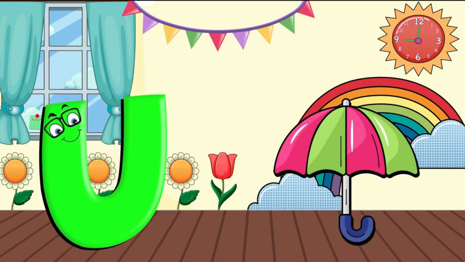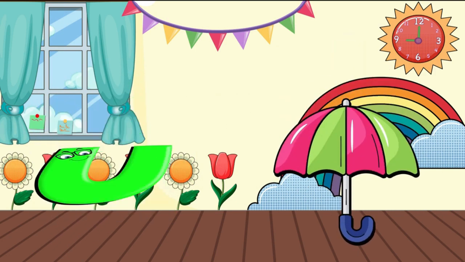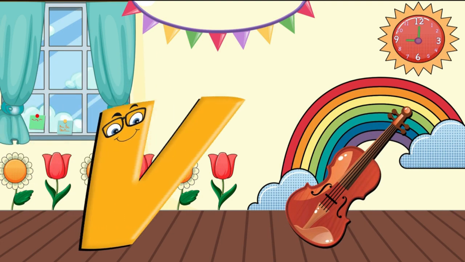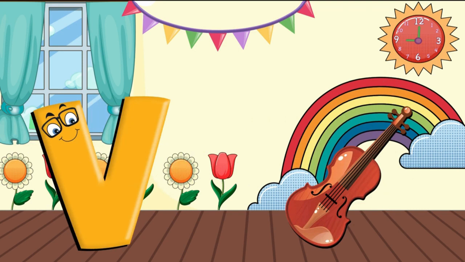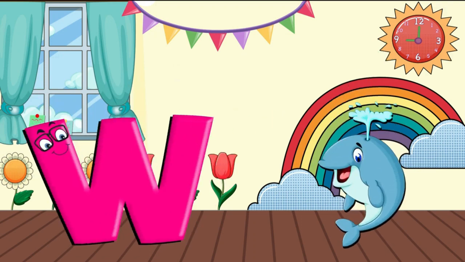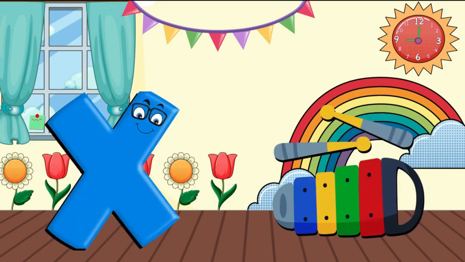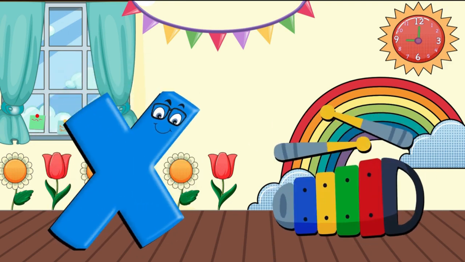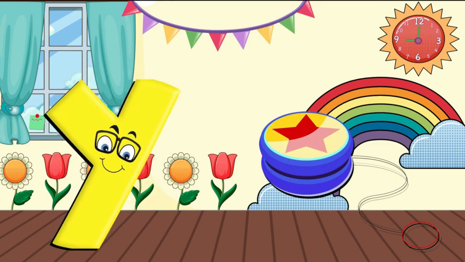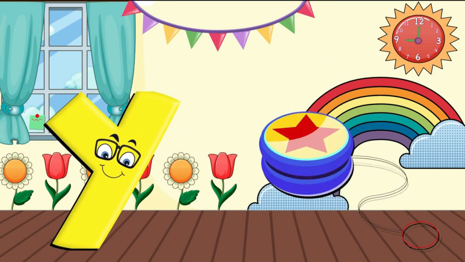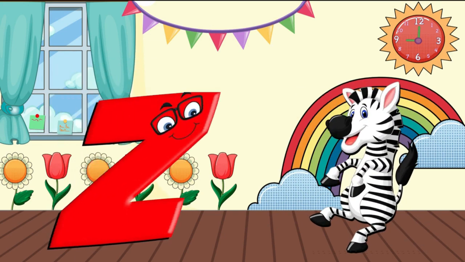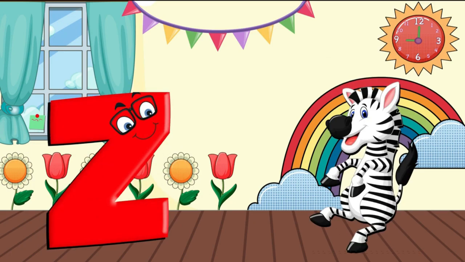U is for umbrella. U, umbrella. V is for violin. V, violin. W is for whale. W, whale. X is for xylophone. X, xylophone. Y is for yo-yo. Y, yo-yo. Z is for zebra. Z, zebra.